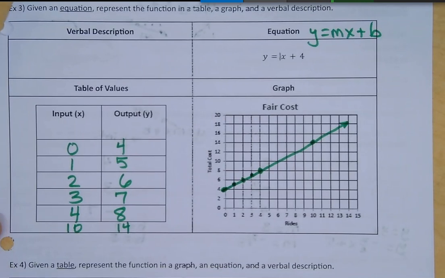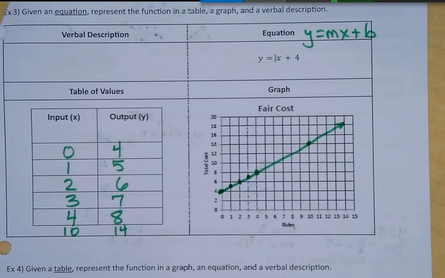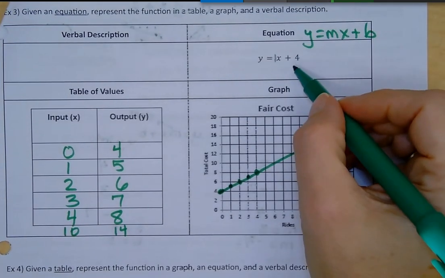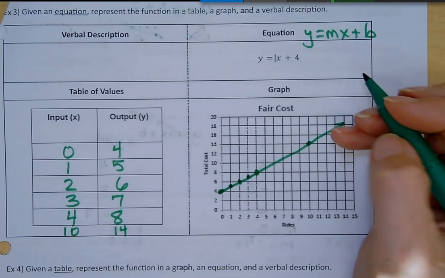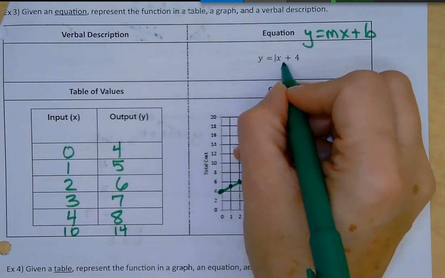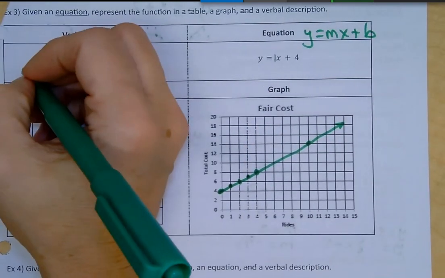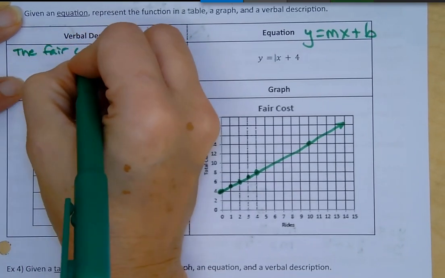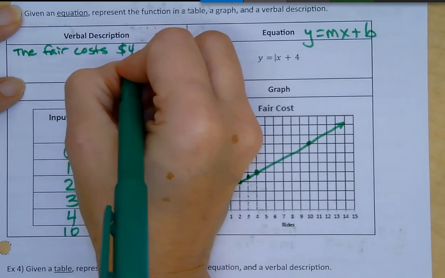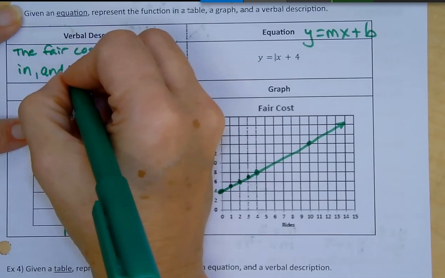So if I want to think about wording that talks about my rides and the amount of money that I'm going to spend, I might say the fair charges $4 just to come in, right? A $4 admission rate. And then each ride costs $1, right? $1 per ride, $1 for each ride. That's going to be my rate. So I know that the fair costs $4 to get in, and then $1 per ride.